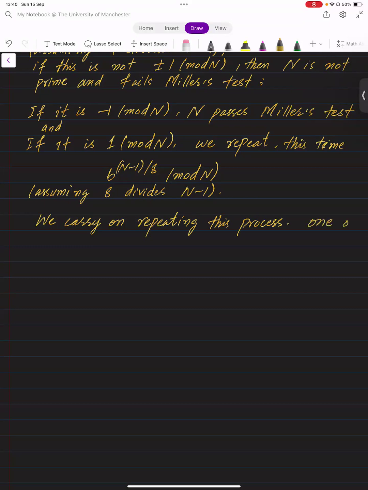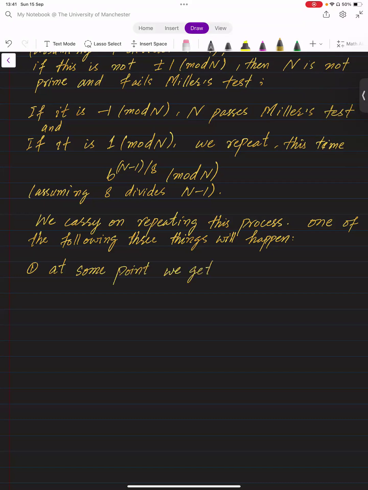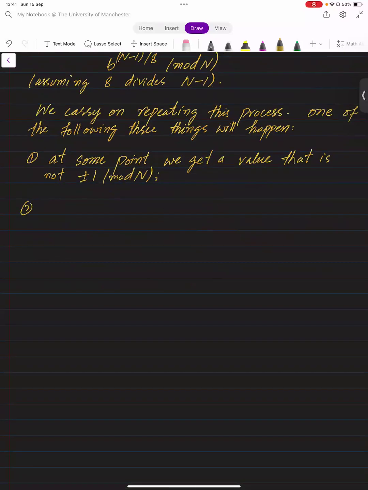One of the following 3 things will happen. 1, at some point we get a value that is not ±1 mod n. 2, at some point we get -1 mod n.